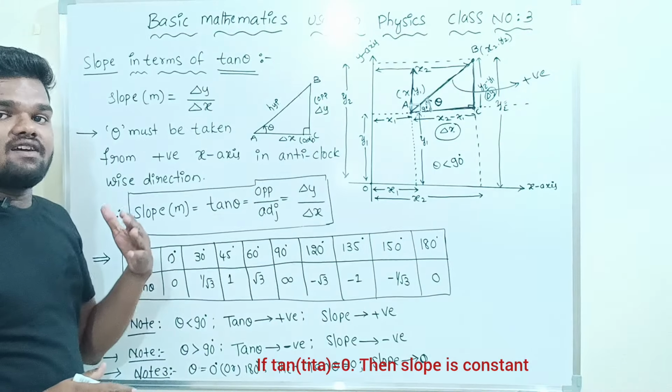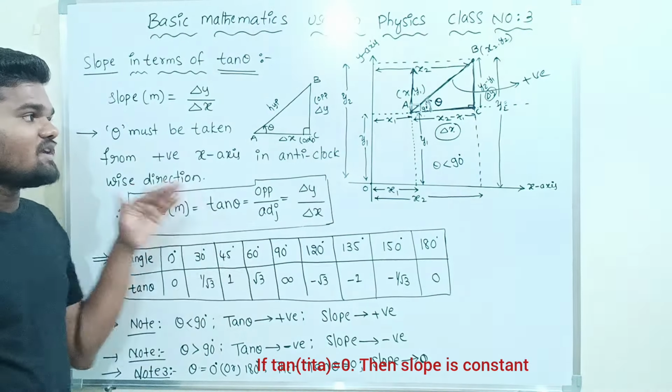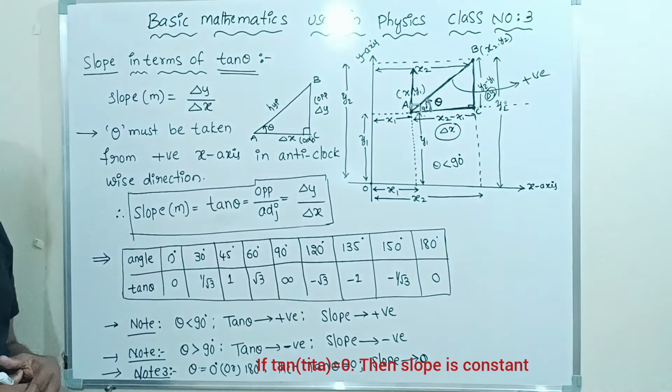I will explain how to take a negative slope and how to take a positive slope in examples. Is it clear? Write the notes.